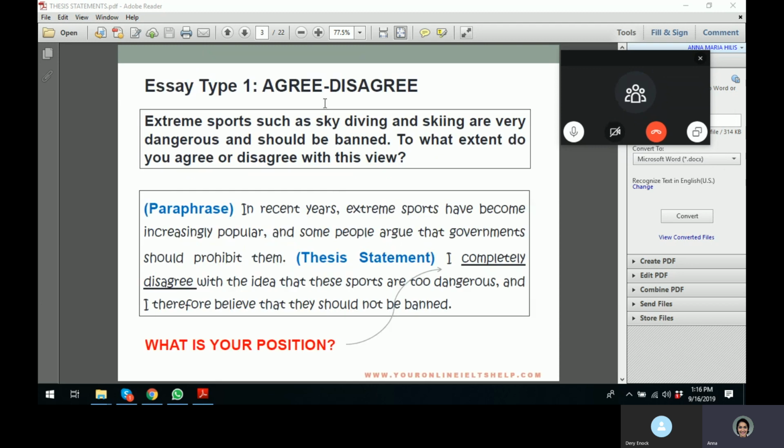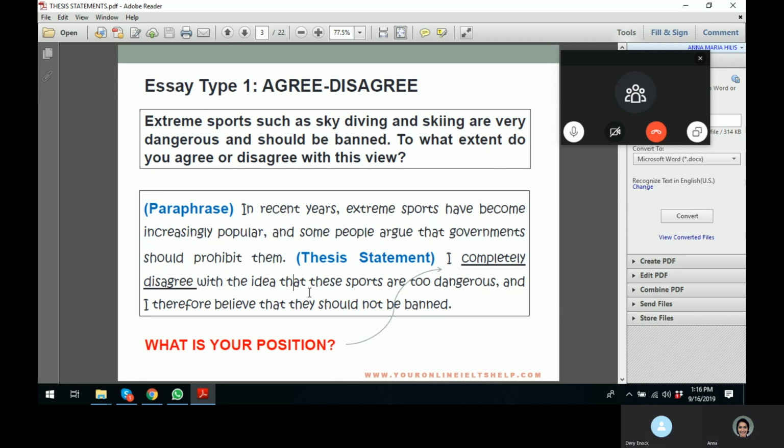So the first type is agree, disagree, and this is an example. Can you read the task, please? Extreme sports such as skydiving and skiing are very dangerous and should be banned. To what extent do you agree or disagree with this view? All right, and as you can see, here is a sample introduction. It has two parts, the paraphrase and the thesis. Paraphrase, please read.